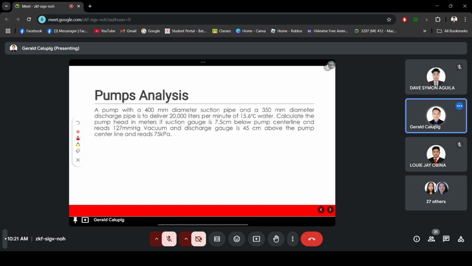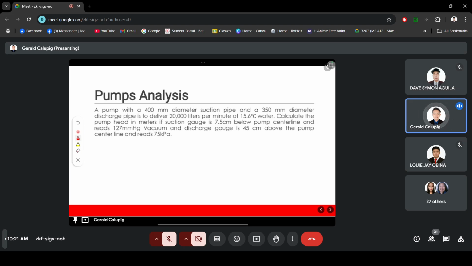Okay, going back, no? So we can have our problem again. A pump with a 400 mm diameter suction pipe and a 350 mm diameter discharge pipe is to deliver 20,000 liter per minute of 15.6 degrees Celsius water. Calculate the pump head in meters if the suction gauge is 7.5 cm below pump center line and reads 127 mmHg vacuum and discharge gauge is 45 cm above the pump center line and reads 75 kPa.